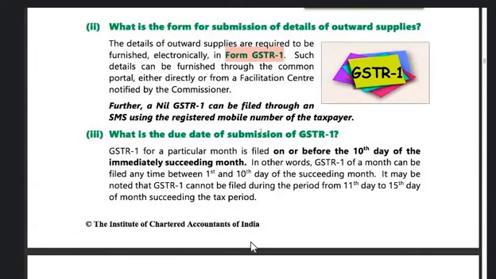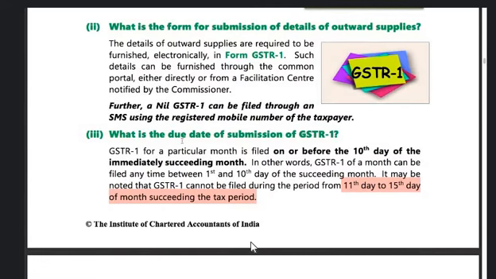So what is the due date of submitting the GSTR 1? The GSTR 1 due date for the particular month is on or before 10th. Now it is changed to 11th, the 11th day of the immediately succeeding month. So you have to make a change. The date is 11th, not 10th. These things are not applicable, that the GSTR 1 cannot be filed from 15th to succeeding. These things are not available now. These things are cancelled.